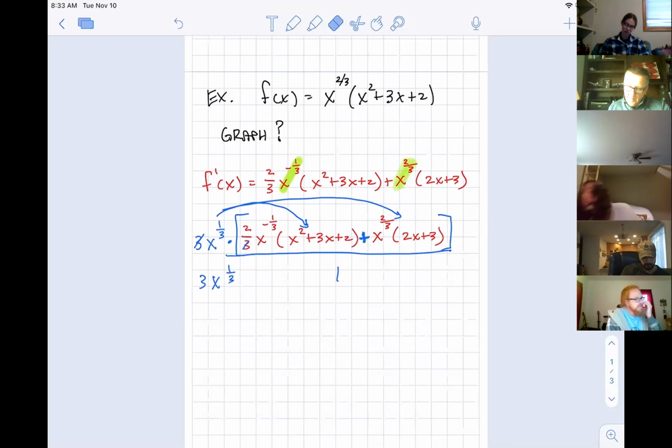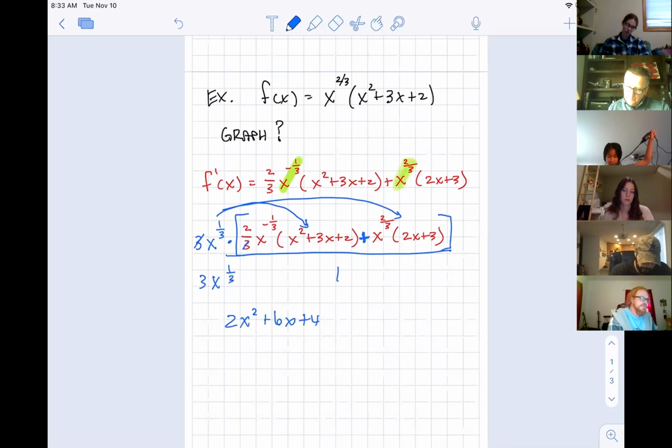And so all I have left then is 2 multiplied by x squared plus 3x plus 2. So that gives me 2x squared plus 6x plus 4. So that made my life a lot easier. So there's the first term.